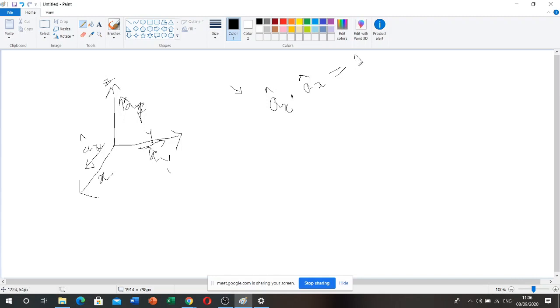Because what is the magnitude of ax? 1, sir. What is the magnitude of this ax? 1. 1 into 1 cos 0. Right? Yes, sir. So you will get it as 1.